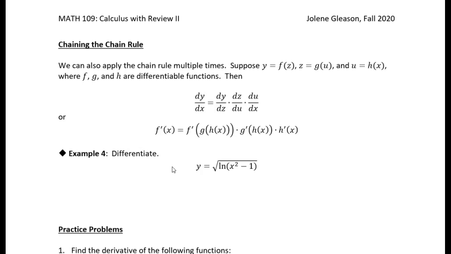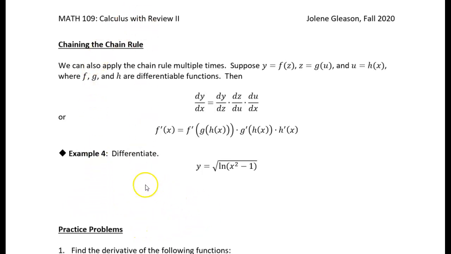And we can apply the chain rule multiple times to take the derivative of a composite function, or a composite of a composite of a composite function, all right? So basically, we're just applying the chain rule over and over. I'm just going to go straight to the example here because I think it makes more sense when you see it applied.